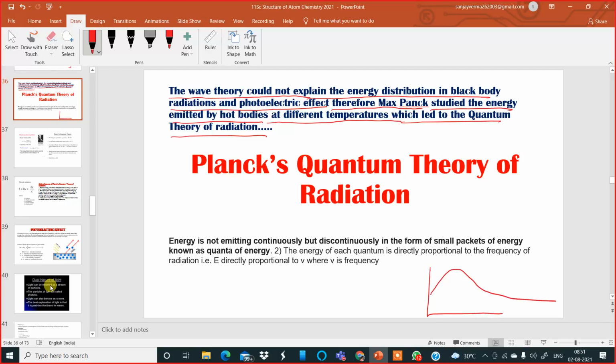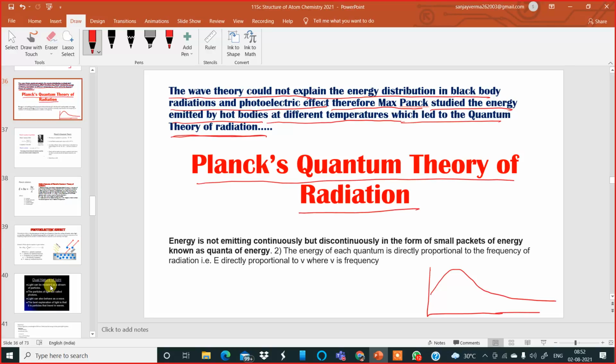He studied the energy distribution of various bodies by plotting a graph, looking at the energy emitted by hot bodies at different temperatures. As the temperature rises, the bodies start to vibrate more and more. Based on these assumptions and concepts, he studied the energy emitted by hot bodies at different temperatures, which led to the quantum theory of radiation, called Planck's quantum theory of radiation.